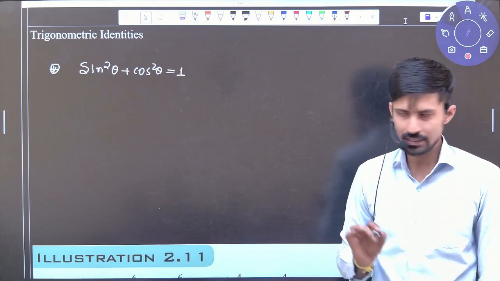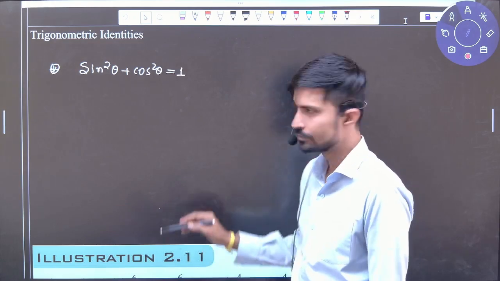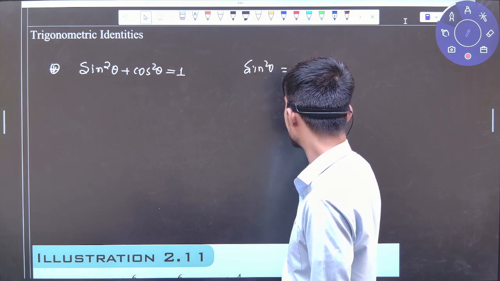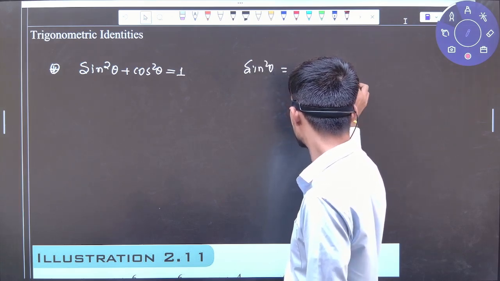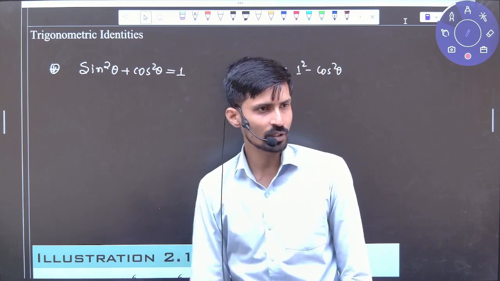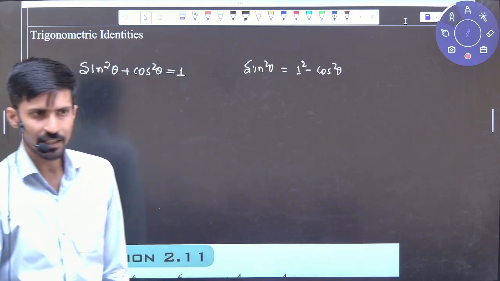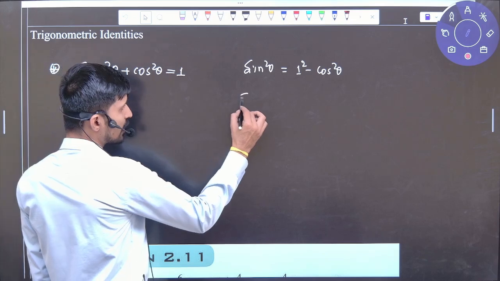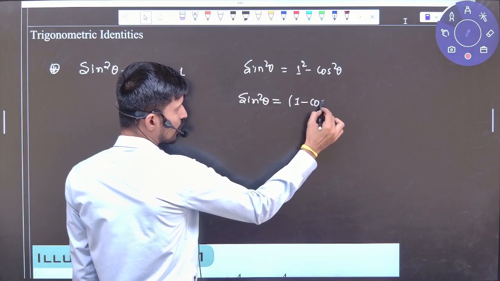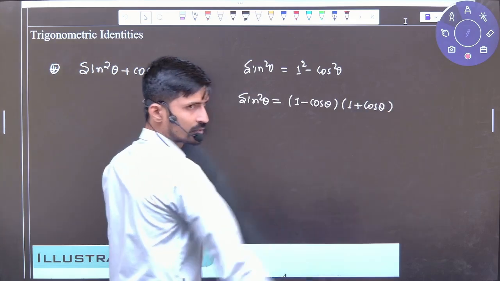Okay, now see, one simple thing I will do. I am going to take cos square theta to this side. So what will this become? Sin square theta is equal to 1 minus cos square theta. And can you write 1 as 1 square? So don't you think it is looking like a square minus b square? And what is a square minus b square? A minus b into a plus b. It means now I can write sin square theta is equal to 1 minus cos theta into 1 plus cos theta.